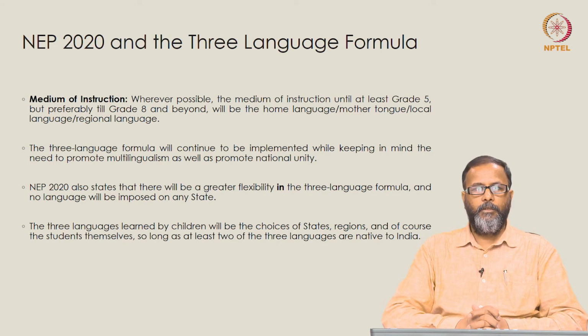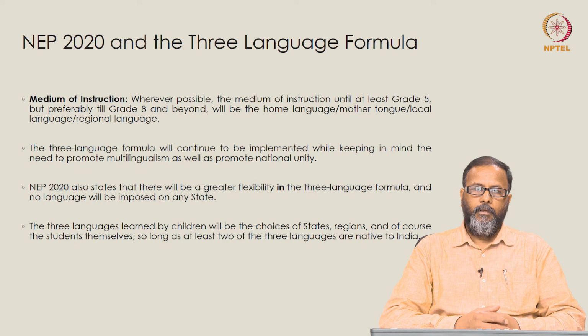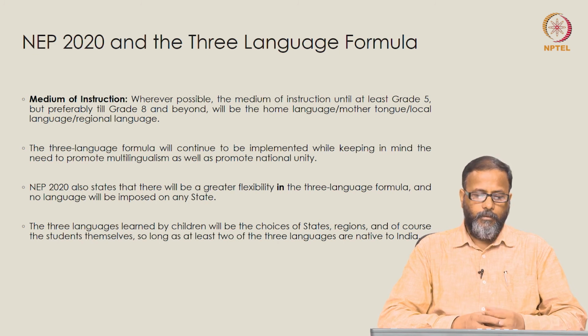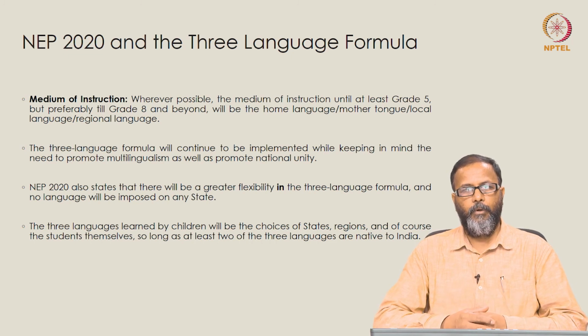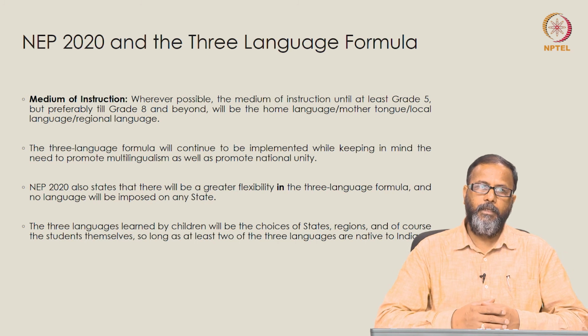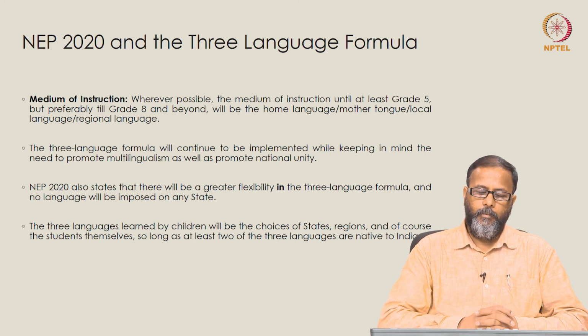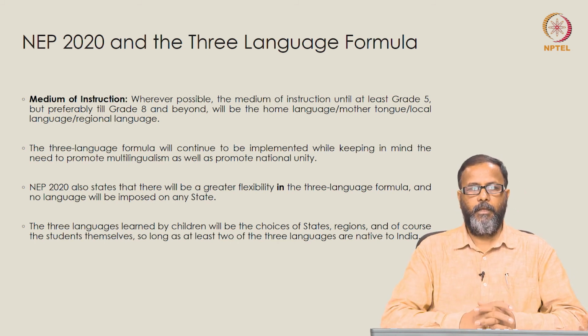And National Education Policy 2020 does not make any major shift in language policy. It maintains the three language formula with a little tweak. So medium of instruction, wherever possible, this policy document says, wherever possible, the medium of instruction until at least grade 5, but preferably till grade 8 and beyond, will be the home language or mother tongue or local language or regional language, whichever is applicable.